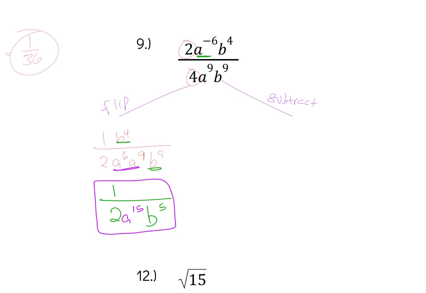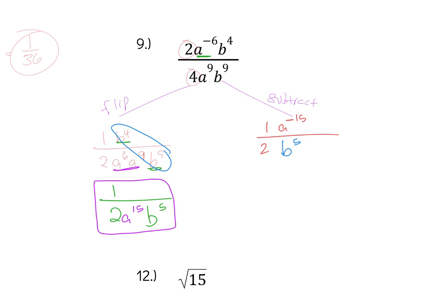Let's do the subtraction version. First thing is 2 over 4 is still 1/2, right? But now we have a to the negative 6th minus 9. Well, that would be a to the negative 15th. And we have b to the 4th minus b to the 9th. Well, okay, this is where I would still probably do it the way I did it here and just say, hey, listen, it's really b to the 5th right there. You know what I mean?